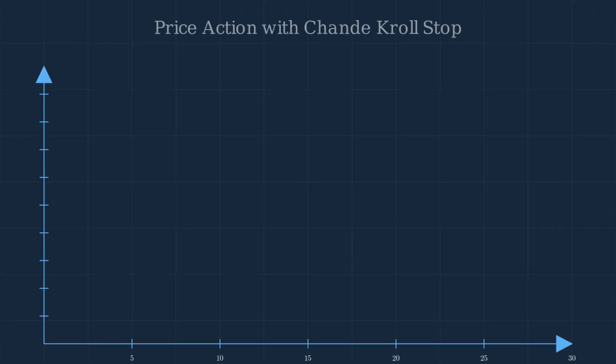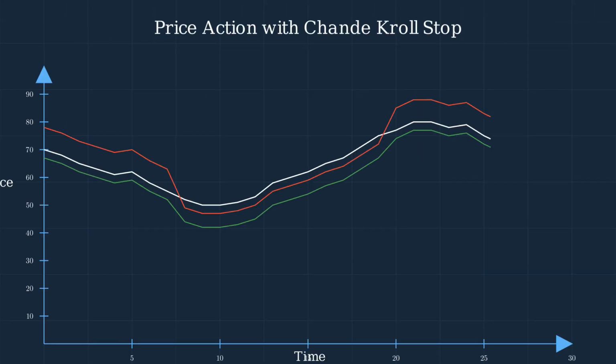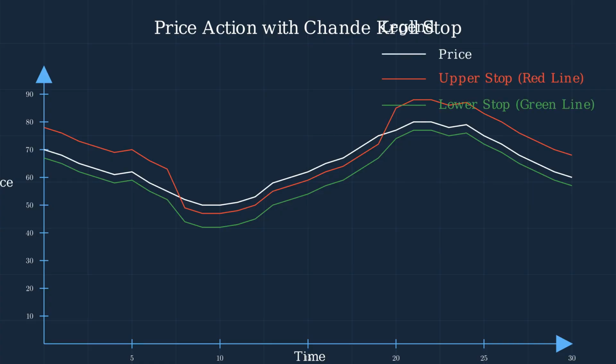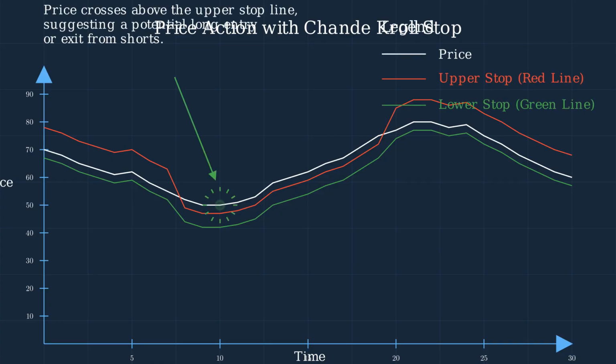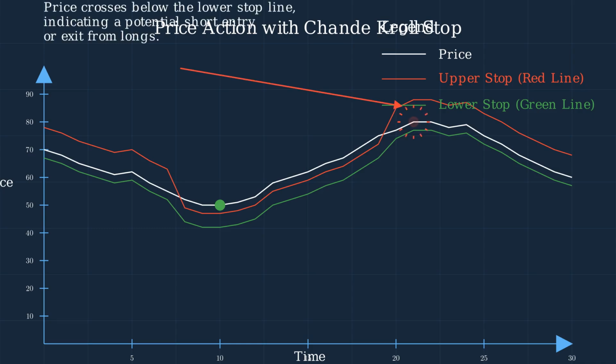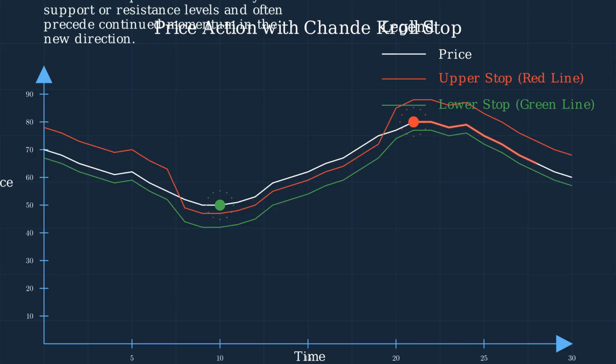The Chande Kroll Stop generates trading signals when price crosses the indicator lines. A bullish signal occurs when price rises above the upper stop line, suggesting a potential long entry or exit from shorts. A bearish signal forms when price falls below the lower stop line, indicating a potential short entry or exit from longs. These crossovers represent significant breaks of dynamic support or resistance levels and often precede continued momentum in the new direction.